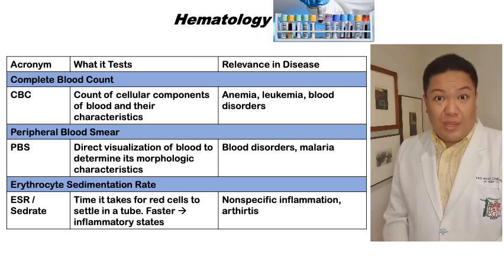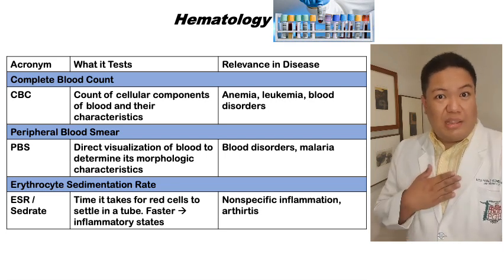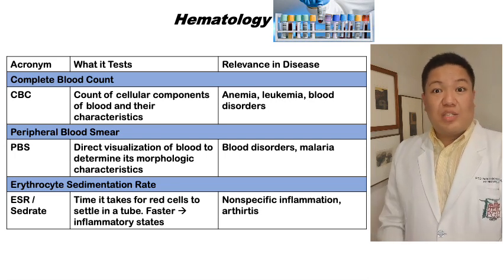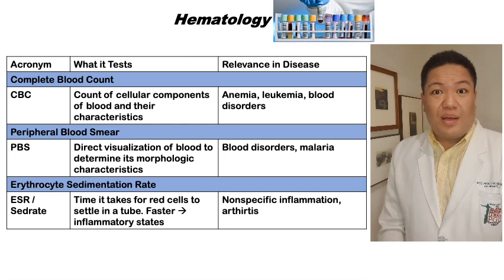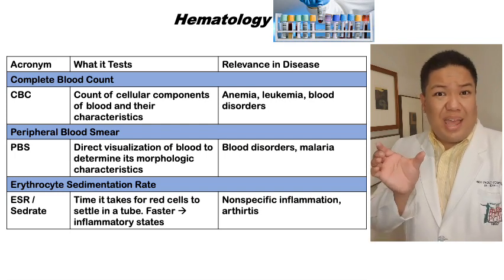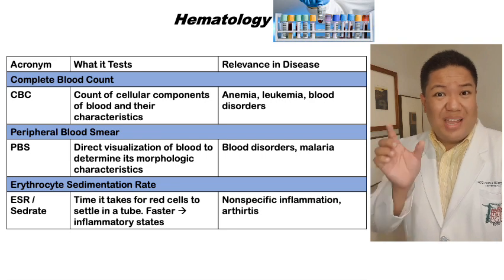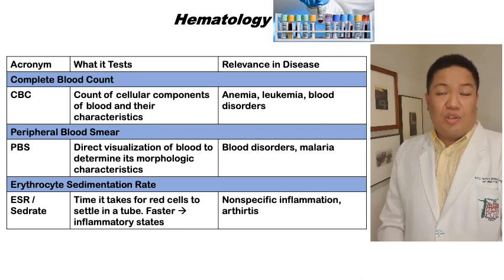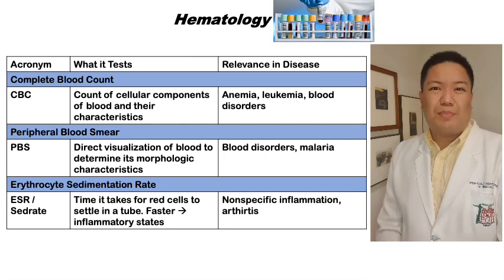This is also where I actually take a look at the peripheral smears, no? So to check also for other blood disorders, and one of the more common blood disorders wherein we have to really check the peripheral smear is malaria. This is also where we can do the ESR, or erythrocyte sedimentation rate, or a SED rate, to check for inflammation, although these are markers which are actually non-specific.